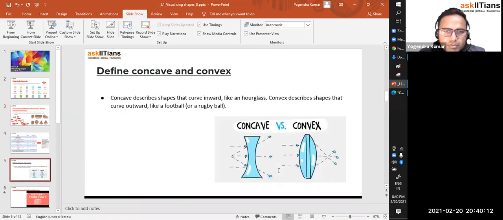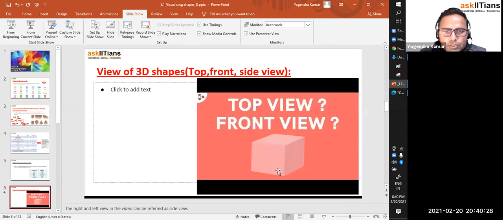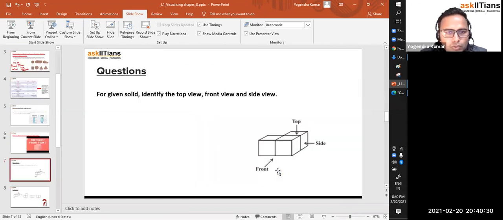Concave and convex shapes I showed you, like bulging inside, bulging outside. Here concave describes a curve inside, inward, like an hourglass, right? Convex is what? Bulging out, curving outward, right? Okay, let's see more questions here. For the given solid, identify the top view, front view, and side view.